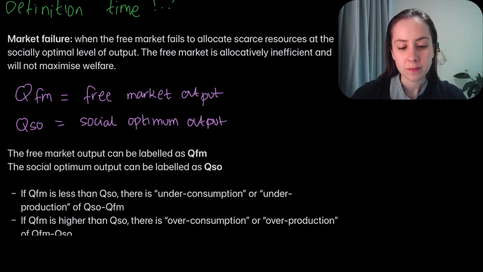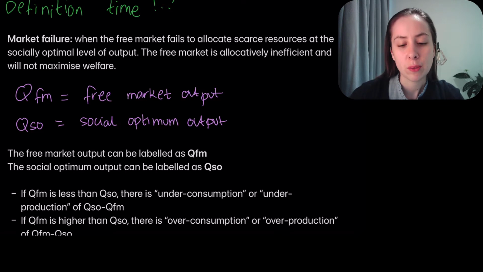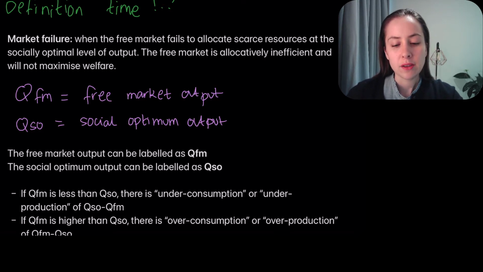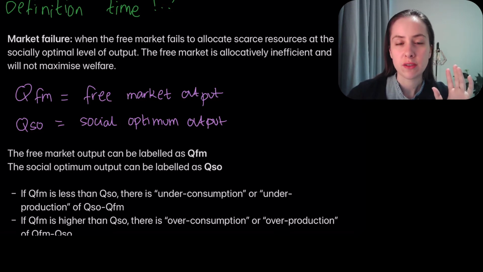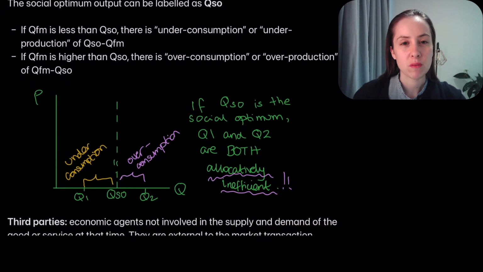The way that I like to describe the free market output is I like to use the word QFM. I know some people will use Q1. That's fine too. QSO for the social optimum, that would be the one that would maximize social welfare. The free market output is the one that demand and supply actually reaches. The social optimum, by the way, isn't ever reached in a free market unless there's some kind of government intervention.